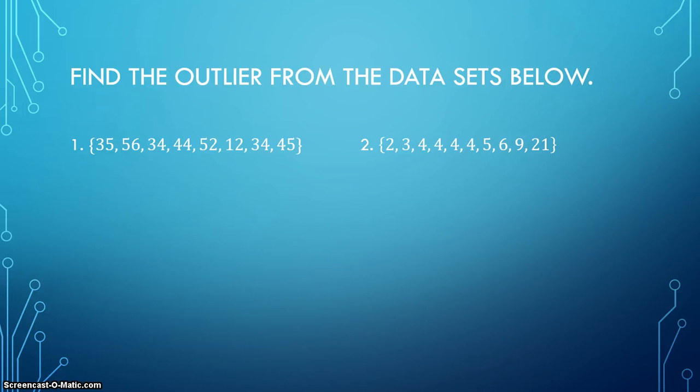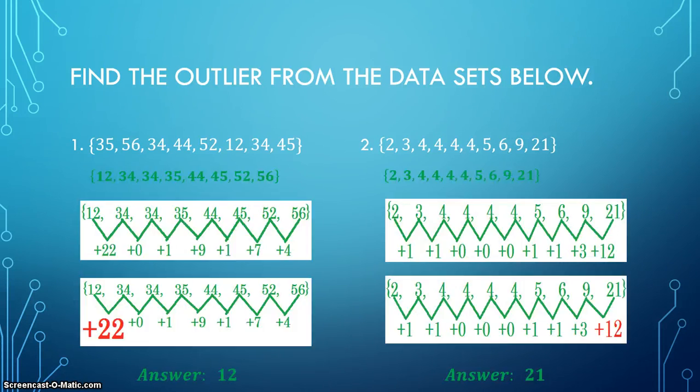Alright, welcome back. As you can see, I have the original problems on the screen. And here is my work. I just used the spacing because I didn't have enough room to put both up. So I ordered the data sets for both of them. For number 1, it turned to 12, 34, 34, 35, 44, 45, 52, and 56. For problem number 2, it changed to 2, 3, 4, 4, 4, 4. I think I had all 4 fours said. 5, 6, 9, and 21.